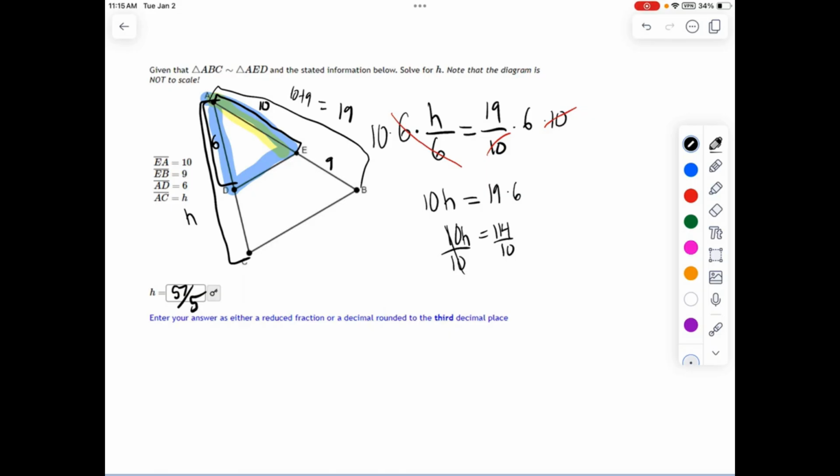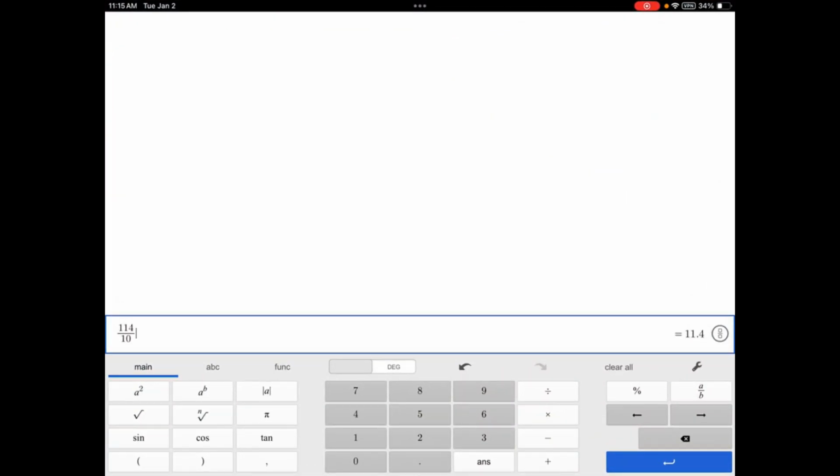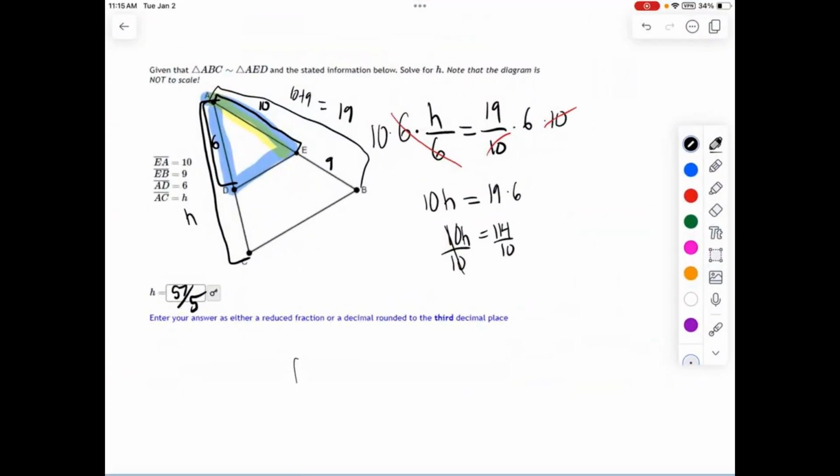It will allow decimals for this one, so if you put 57 fifths, that's totally fine. If you wanted to put the decimal, 11.4, I believe it was, that also works. Either one, it'll accept both. But that is it. That's all you have to worry about for this one.